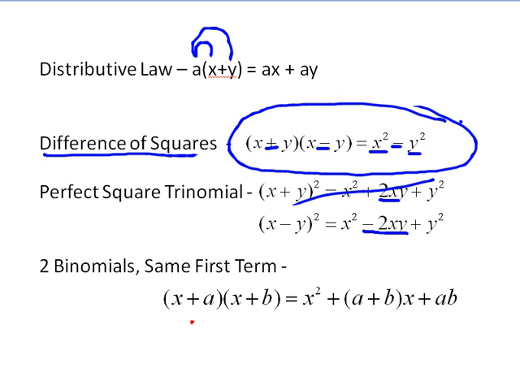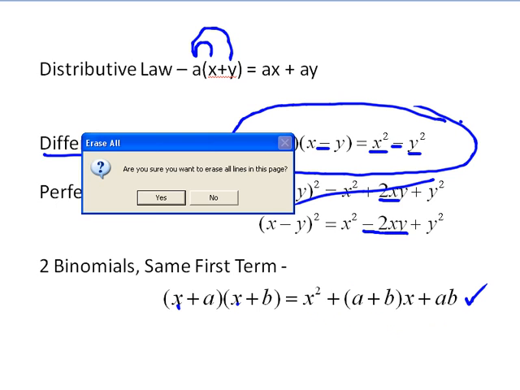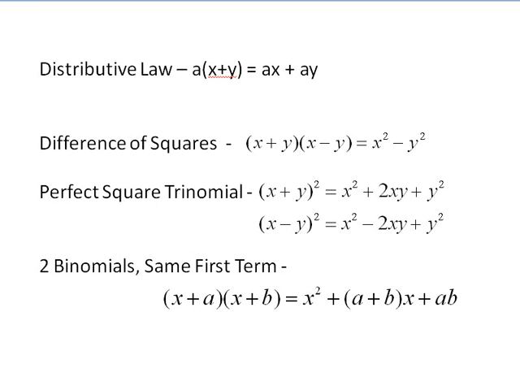Okay. This down here, two binomials, same first term. You'll have the x times the x, you'll have x squared. Your middle term will be the a plus b times x, and then the a times b. Again, I want you to just put this in the back of your mind for now, and we'll see how it plays out. Stick with me, okay? Let's see some problems.